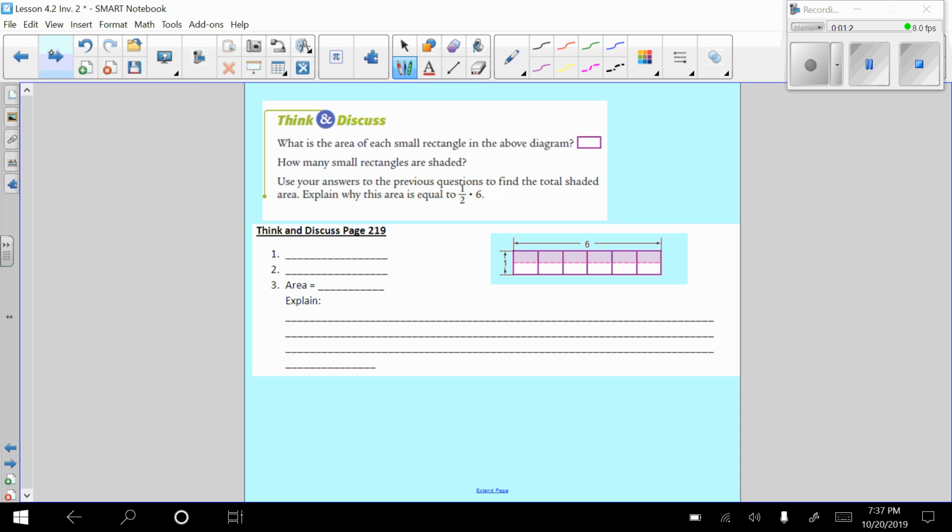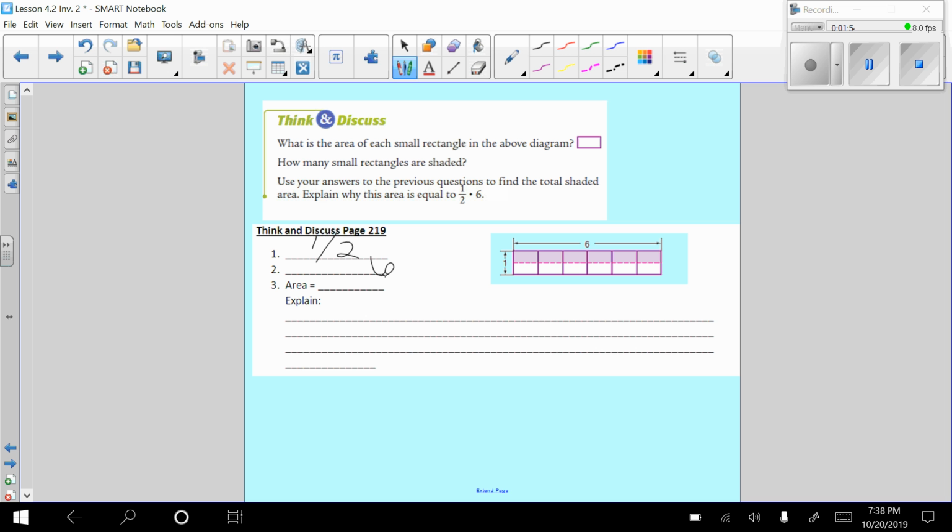So let's think about it a little bit. What is the area of each of the small rectangles in the diagram above? Well, we can see that the whole diagram is 1/6, but we can also see that there is half shaded of each of those. So the area of each of the smaller ones would be 1/2. How many of the smaller ones are shaded? Well, all 6 of them have part of it shaded. So 6 of them would be shaded.